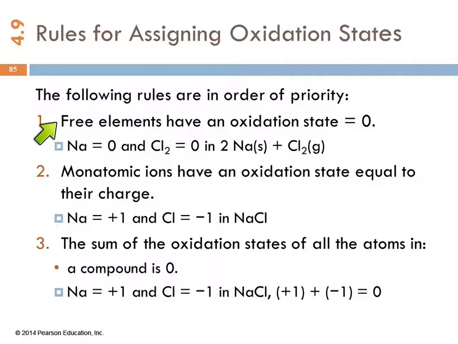Anytime you have a free element, an element by itself, whether it's diatomic or monatomic, that oxidation state is 0. So sodium, the element, 0. Chlorine, 0. So when we have these reactants, 2 sodiums plus 1 chlorine molecule, they're just elements, their state 0. If you have a monatomic ion, like sodium in sodium chloride, we would say the sodium has a +1 oxidation state and the chloride has a -1, because they are ions. If it's an ion, its oxidation state is the same as its charge.